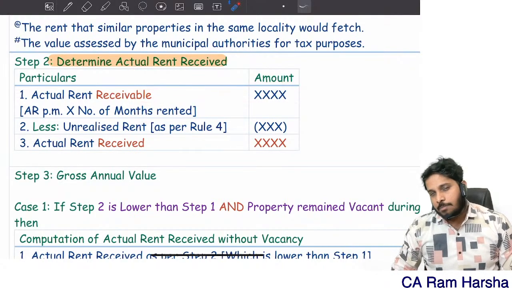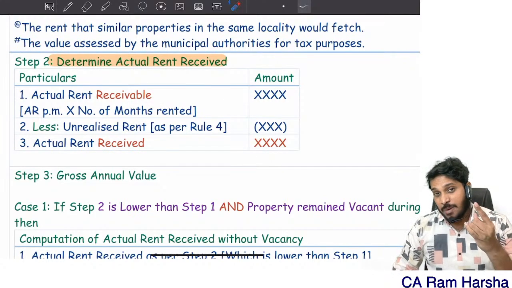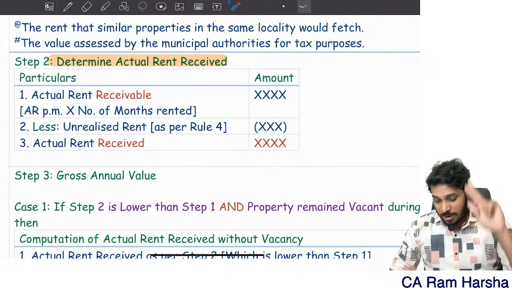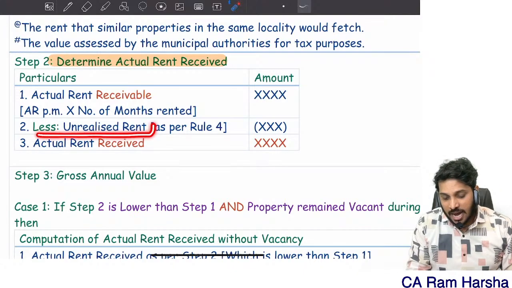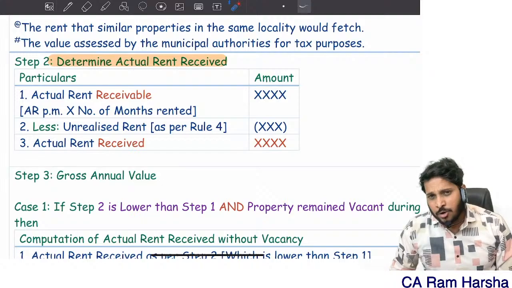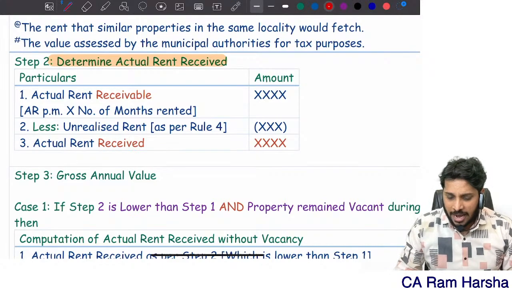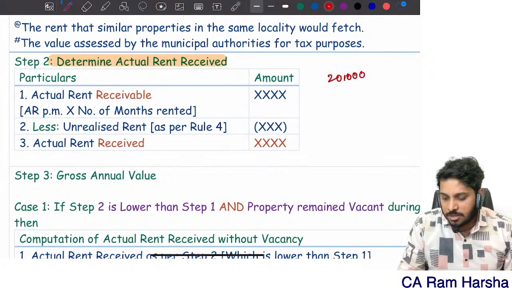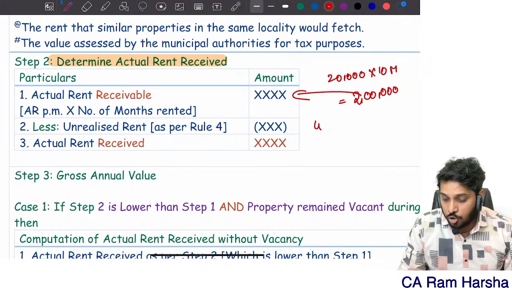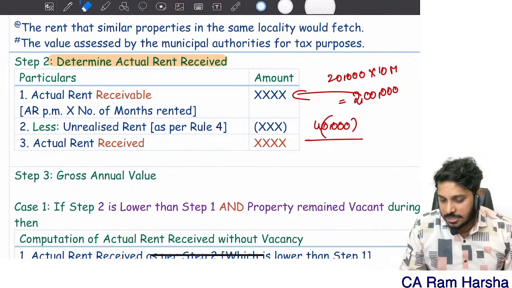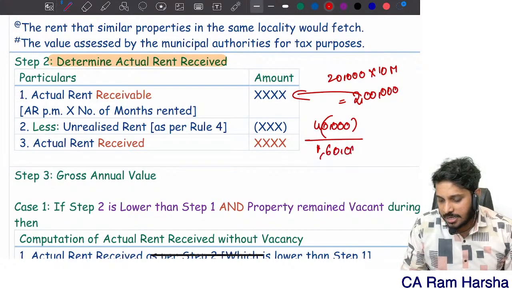Receivable. Suppose the tenant didn't pay 2 months rent. That is called unrealized rent. For example, rent is 20,000 per month, and the tenant stayed 10 months only. So how much is it? 2 lakhs receivable. He didn't pay 2 months rent, 40,000 he didn't pay. What is received? 1 lakh 60,000.